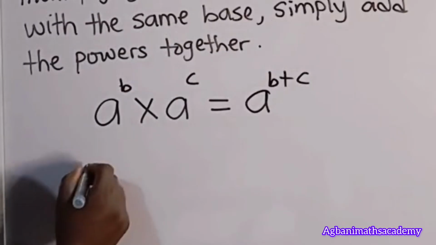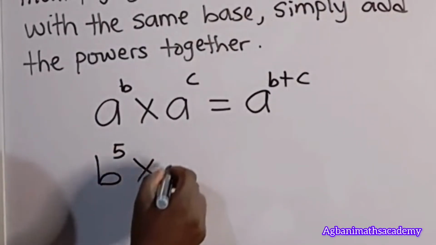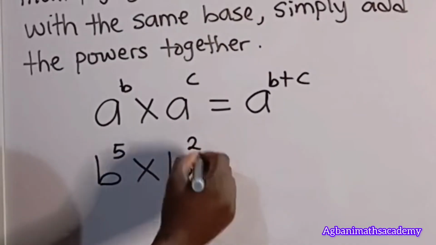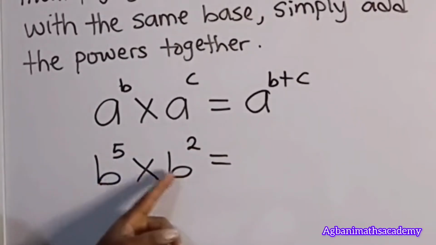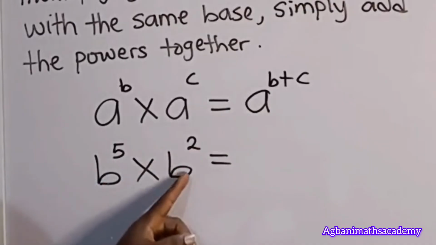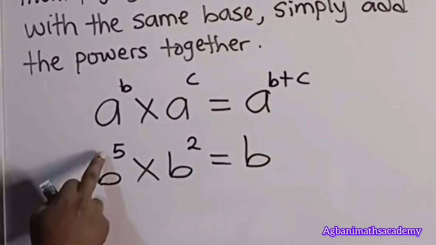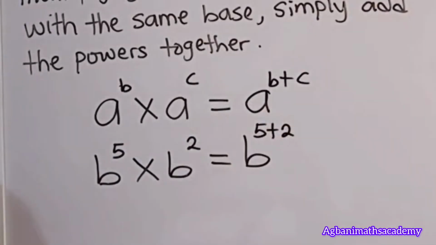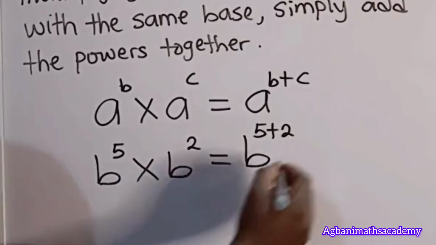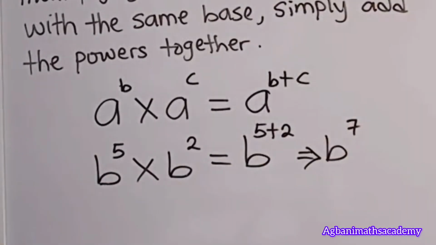So if I have b to the power of 5 multiplied by b to the power of 2, what do I do? So you can see that the bases are the same. The base here is b, the base here is b. So I pick one of them, and then I add the powers, 5 plus 2. And that will give us 7. So I have b to the power of 7.